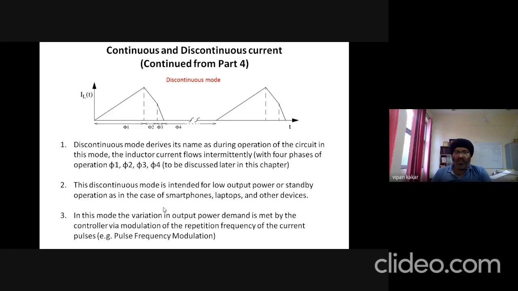All these control methods are actually met by a controller. We'll see what's inside the controller. So we need a controller to control this mode of conduction.